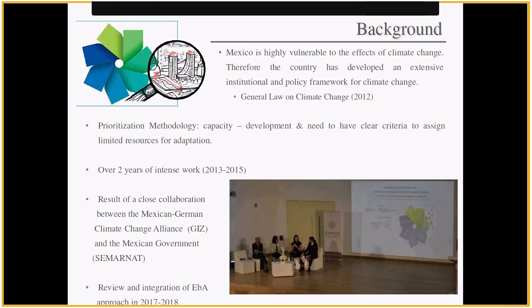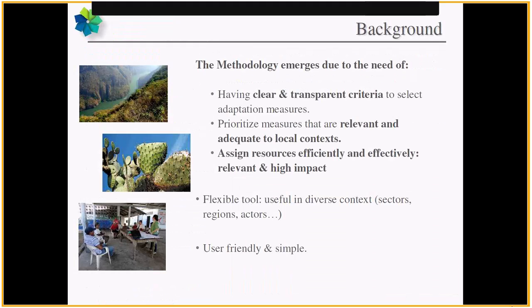So this was two years of intense work, from 2013 to 2015, and we got to the first version of the tool. And now, from 2017 to 2018, the last two years, we adapted the tool to enhance the focus on EBA. It is very important because of the high value of the natural resources that Mexico has as a mega diverse country. Okay, we could go to the next one. Thank you, Andrea.